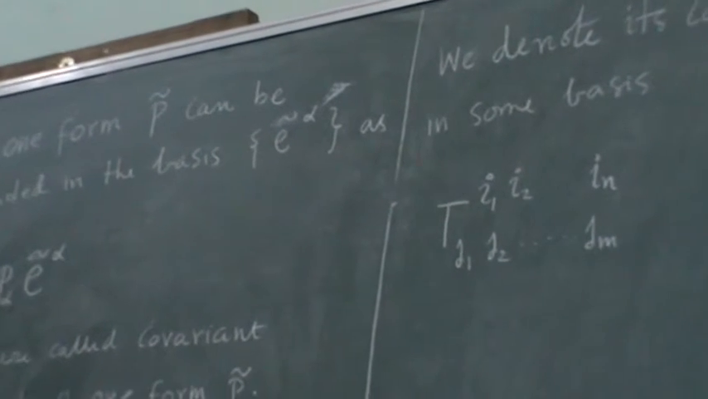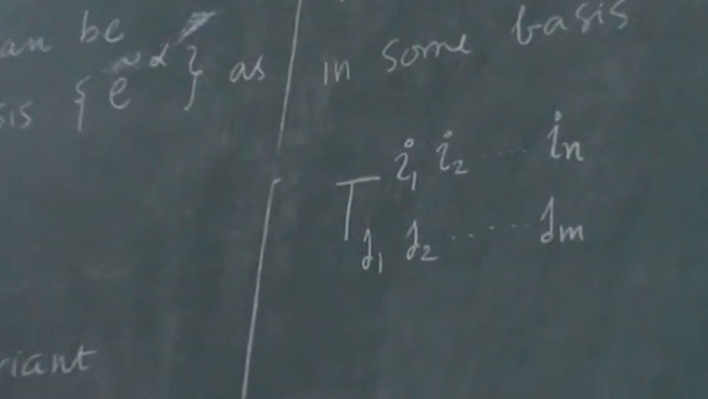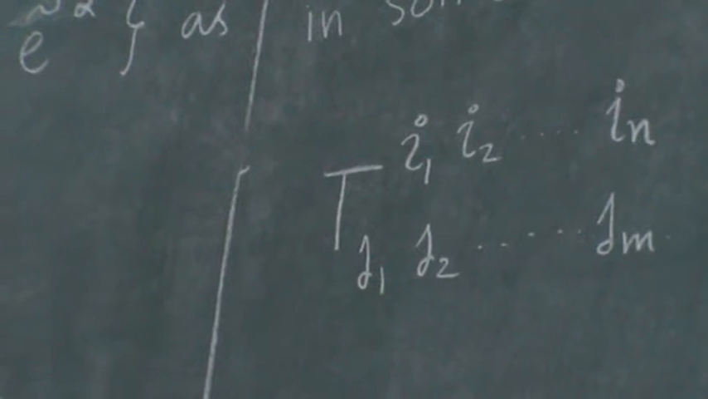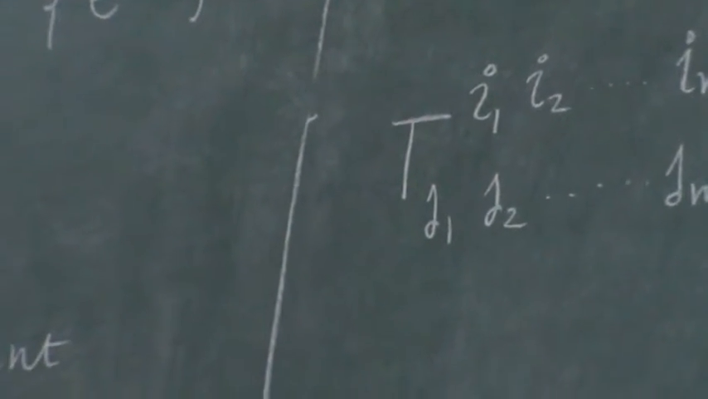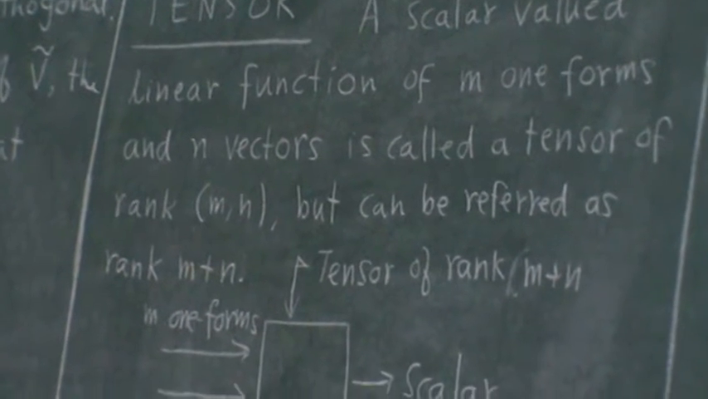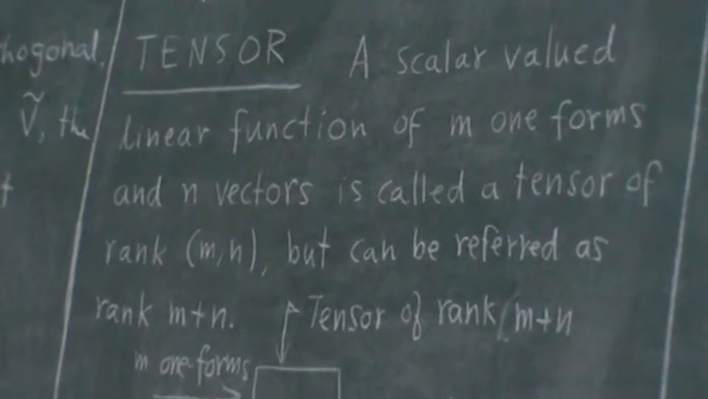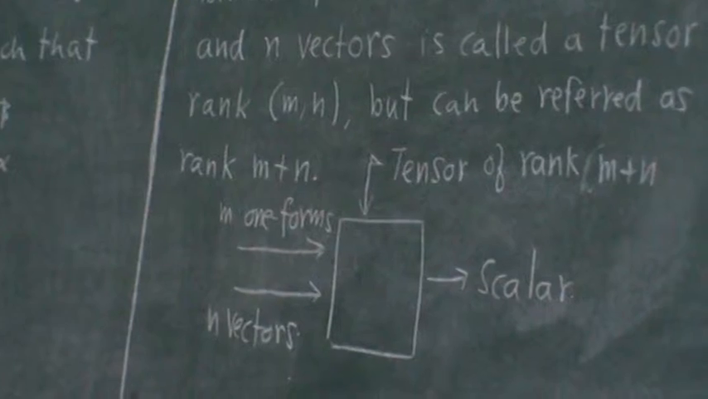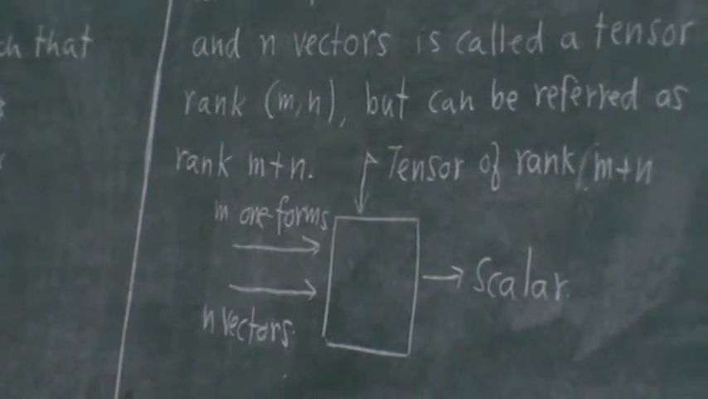This is the tensor. So any tensor, if you don't have any one forms as input, is called a contravariant tensor. If you don't have vectors as an input, it's called a covariant tensor. If we have some one forms and some vectors, then it's always called a mixed tensor. Correct?